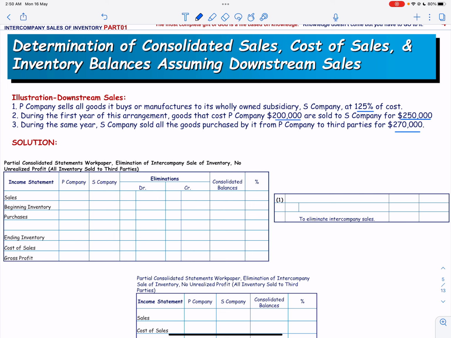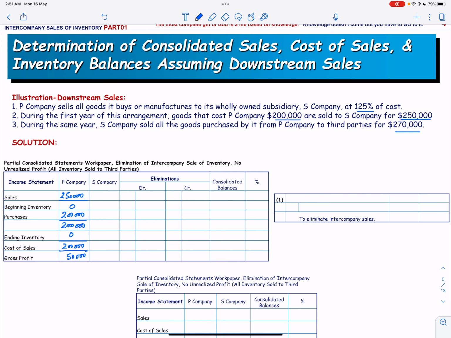The sales of P company is 250,000. The beginning inventory is 0. Purchases are for 200,000. So the cost of goods available for sales is 200,000. The ending inventory is 0. So the cost of sales is 200,000 and the gross profit is 50,000.